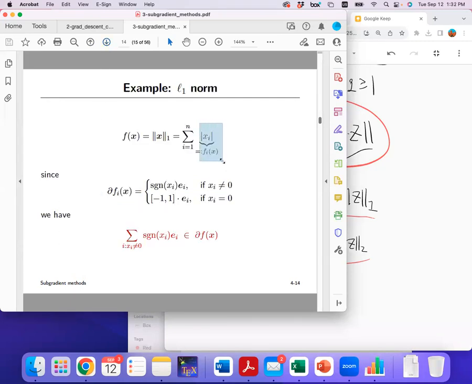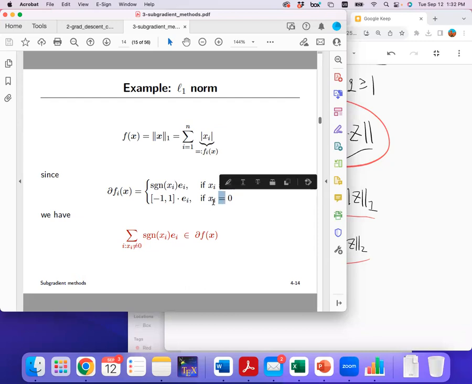So for every f_i, we can derive the subdifferential as follows. It's very similar to the subdifferential in the one-dimensional case, right? If x_i is not zero, then it's the sign of x_i. If x_i is positive, then it's 1. Otherwise, it's -1. But we need to multiply by a standard basis vector e_i, because this is in the high dimensional space.